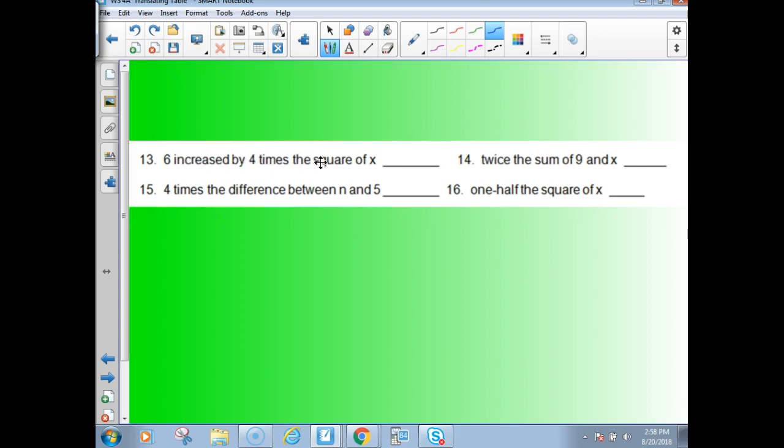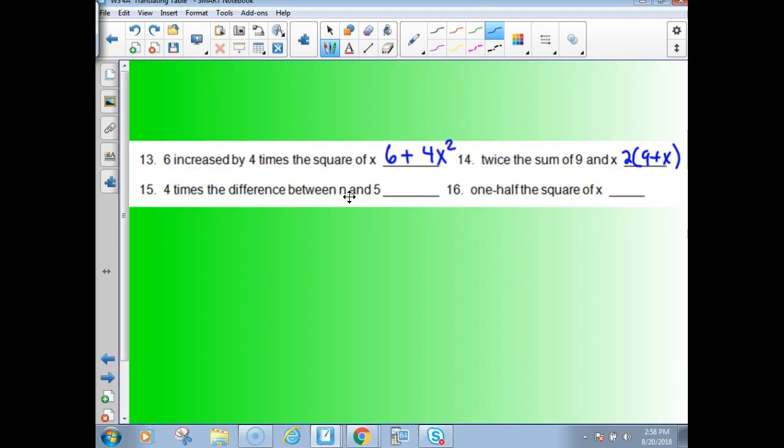6 increased by 4 times the square of x would be 6 is getting increased by something. You put 4 times the square of x, x to the second. 4 times x to the second. And twice the sum of 9 and x would be 2 times 9 plus x.